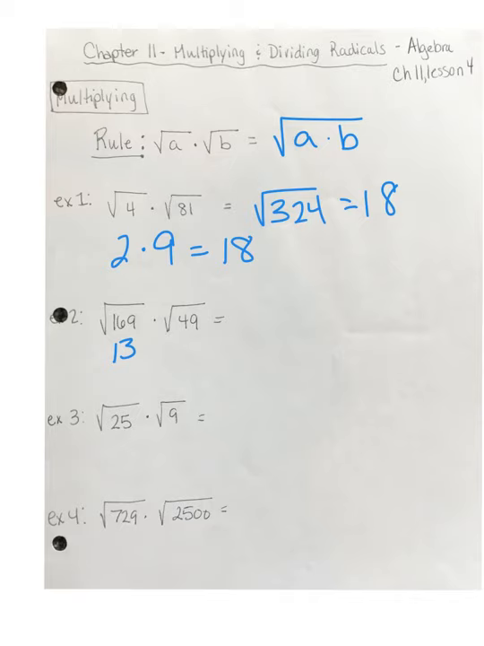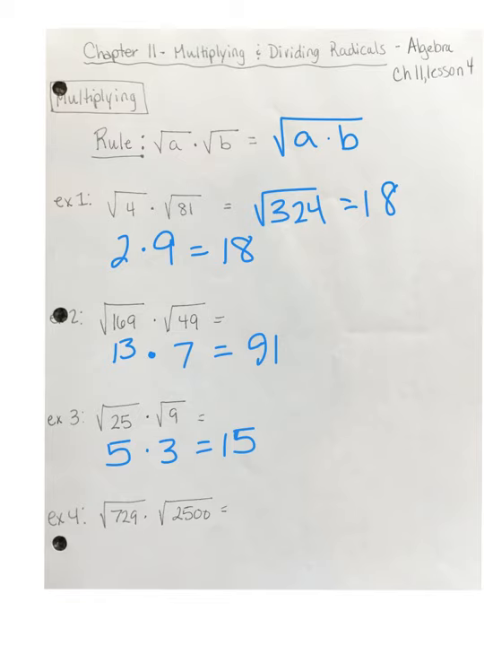What times what will give you 49? That's 7. 7 times 7 gives you 49. And the answer is 91. Square root of 25. You can either type in the square root of 25, or you could think, what two numbers will give me 25? And that's 5 times 5. So the square root of 25 is 5. And the square root of 9 is 3. 5 times 3 is 15. We are not going to be working with any decimals on these today. They're all going to be just perfect squares.